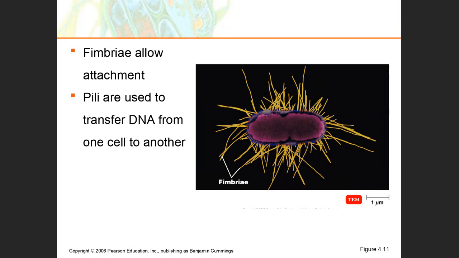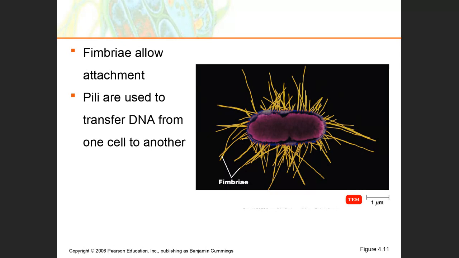Fimbriae are protein structures which are sticky. And so here we see a bunch of fimbriae surrounding this bacterial cell. They also function in attachment, and they can help the bacteria stick to each other as well as to substrates like your cells and tissues.